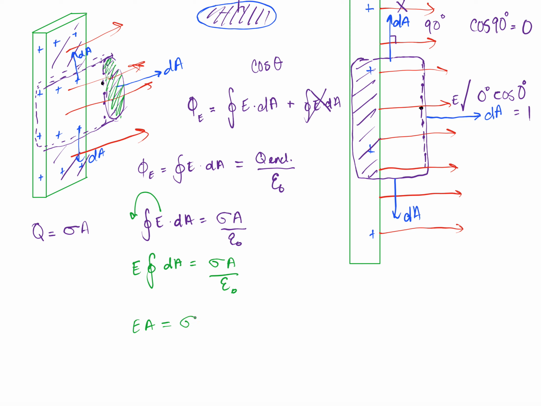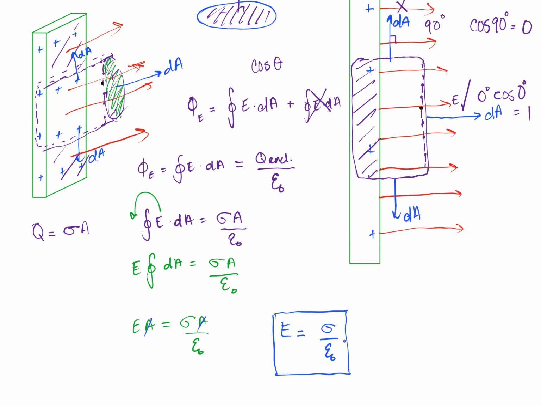On the other side, we get sigma A over epsilon naught, and so clearly here the area actually cancels out, and I'm left with the expression E is equal to sigma over epsilon naught. And this represents the electric field at some distance away from the sheet.